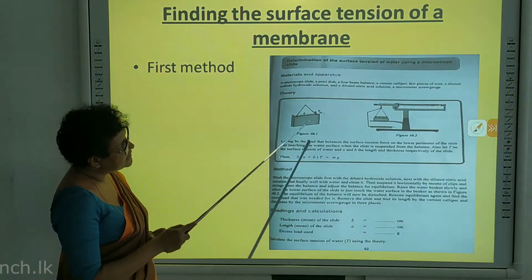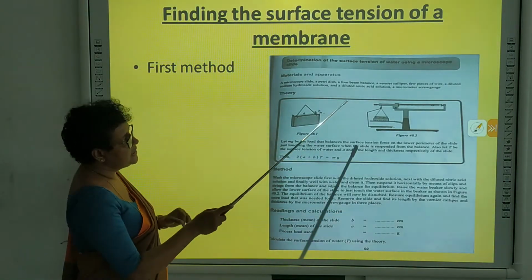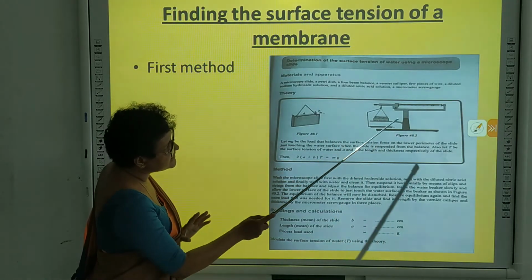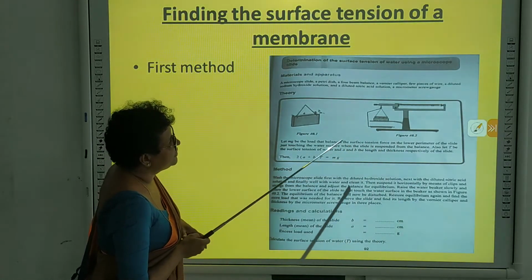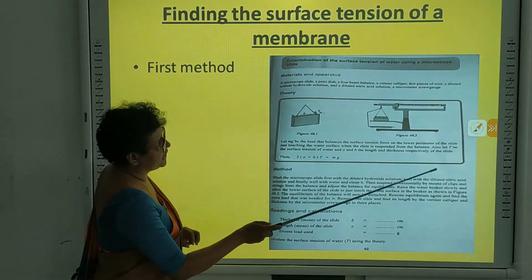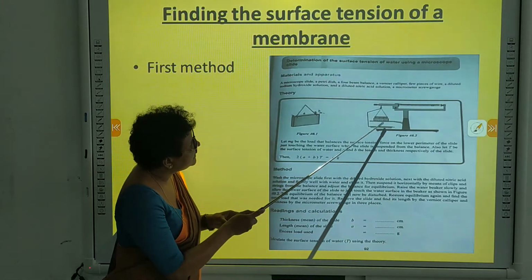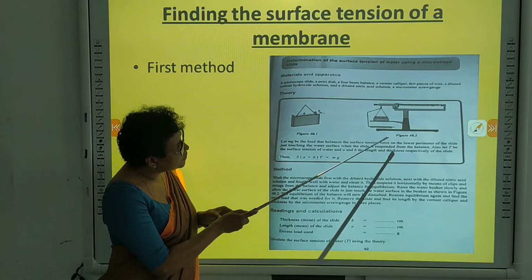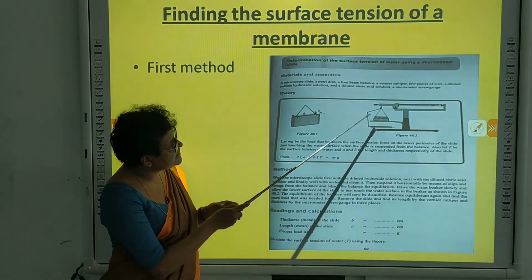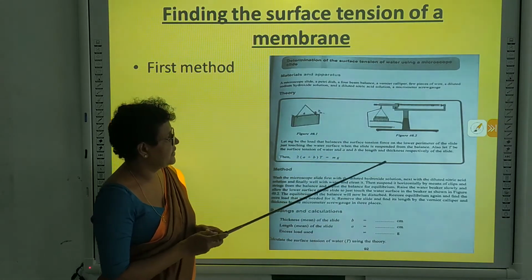will hang the microscopic slide like this, right? Then you hang it in the 4-beam balance and balance the 4-beam balance. Then the reading should be noted. After that, you keep this dish here and slowly lift it until it just touches the bottom of this microscopic slide, right?